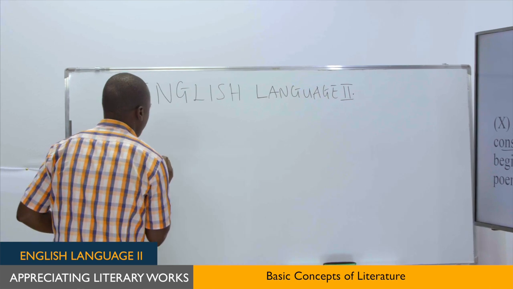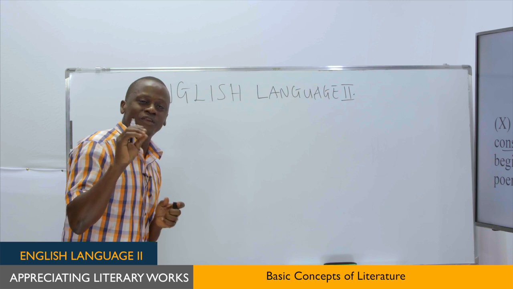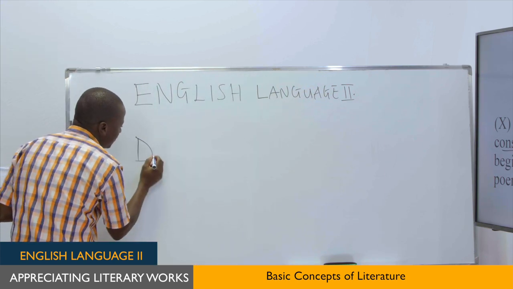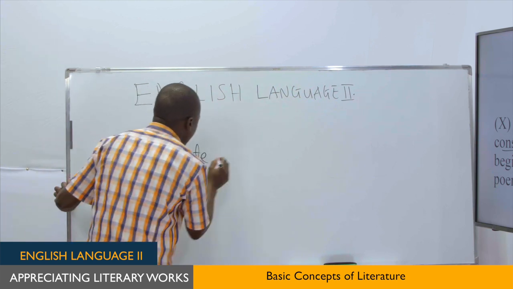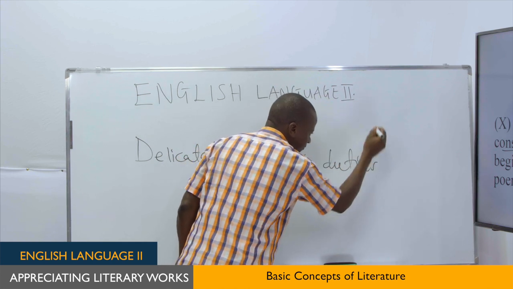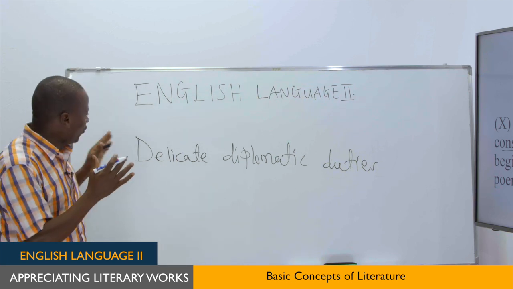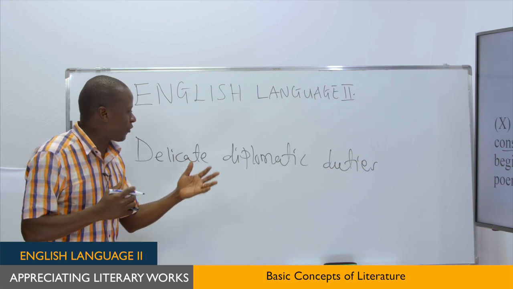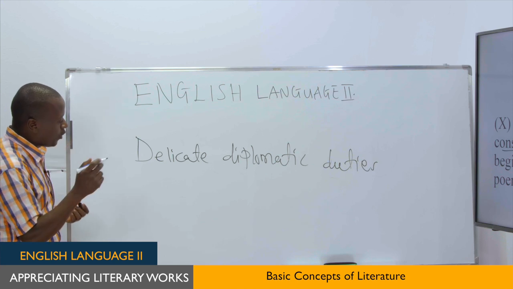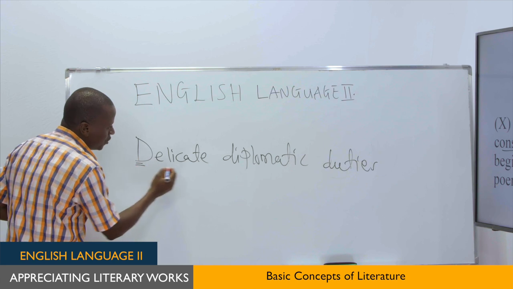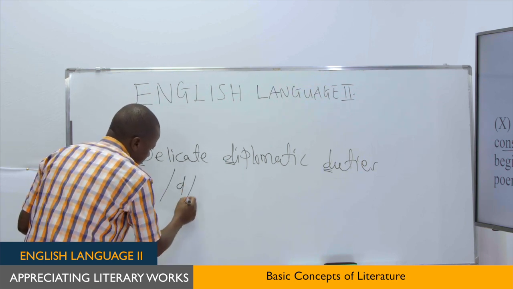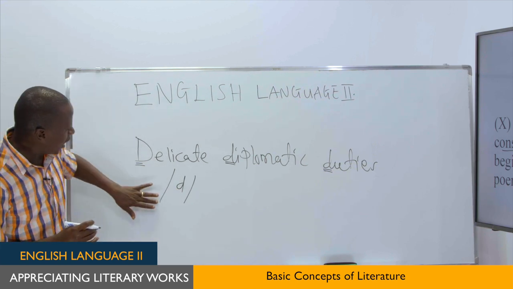Take an example here. Do you remember the poem, Building the Nation? Yes, you should. There is a verse that starts with similar consonant sound, and that verse reads, delicate, diplomatic, duties. Now, which consonant sound here has been repeated either twice or thrice? Again, I believe you agree with me that the consonant sound which has been repeated is this one here, at the beginning of each word, sound D. It has been repeated.